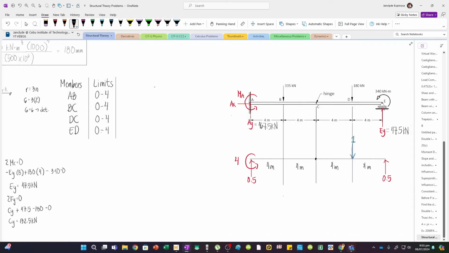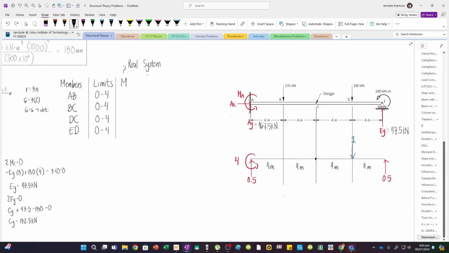Now let's move on to the moment equation. This is for the real system. You don't need to draw the cuts. Just try to imagine that you are cutting the segment at the end. Let's say for AB, you are cutting it just right before B, and for ED, you are cutting it just right before D.